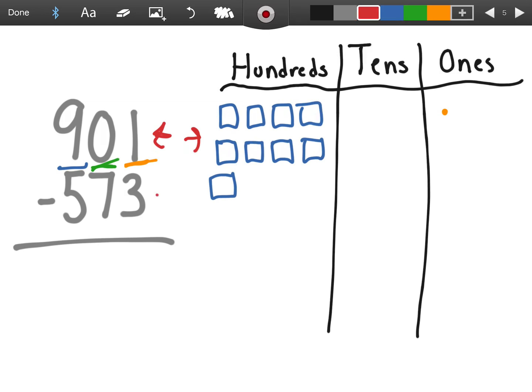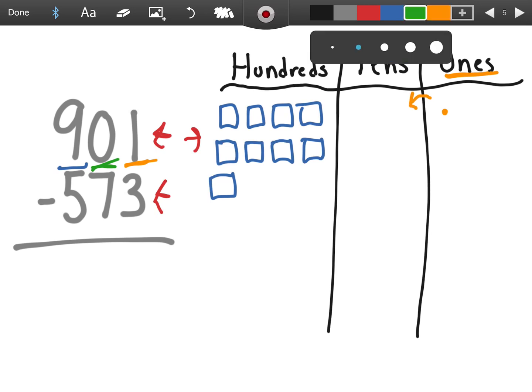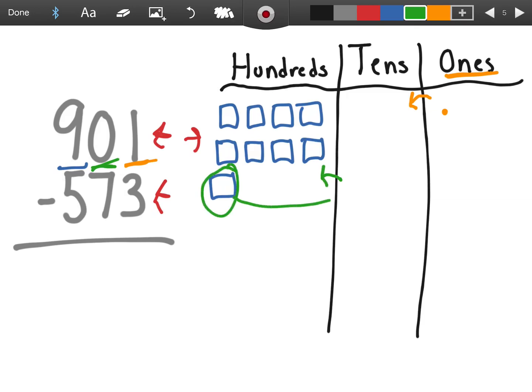All right. Now we're going to look at this bottom number right here. We have 573. So again, we're going to look in our ones place, and we can't take away 3 if we only have 1. So we're going to call up the tens. Oh, we realized the tens didn't have any, so the tens are going to have to borrow some from the hundreds before we can begin this whole subtraction. So we're going to move those on over. Those become 10 tens.